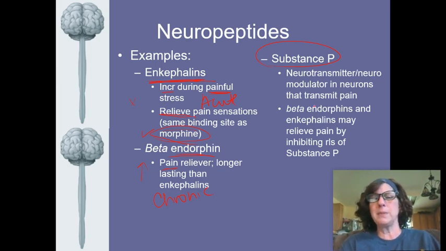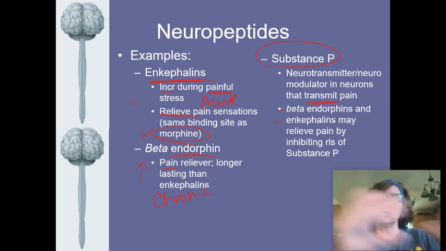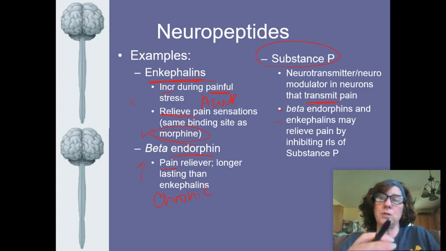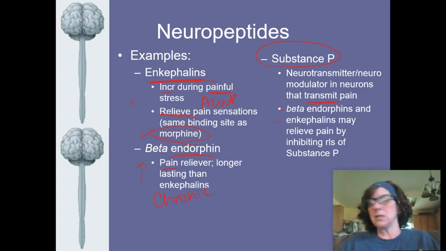So substance P is that excitatory neurotransmitter that transmits that pain to your brain and is working opposite of these beta endorphins and these enkephalins that are trying to relieve that pain. So once you increase that pain, you increase that release of substance P, the beta endorphins and the enkephalins are trying to work against that and really to inhibit substance P from doing its job or being released.